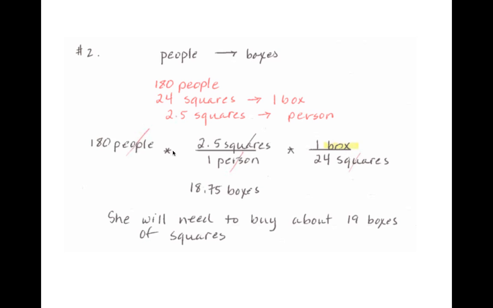I'm going to take 180 times 2.5, and then I'm going to divide it by the 24. And I get 18.75 boxes. Now, everybody knows we can't buy part of a box. So we write in our conclusion, she will need to buy about 19 boxes of squares.